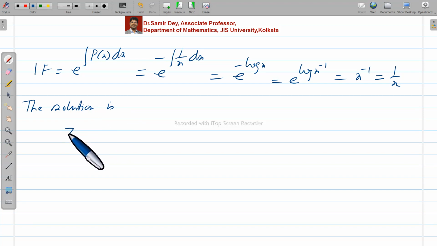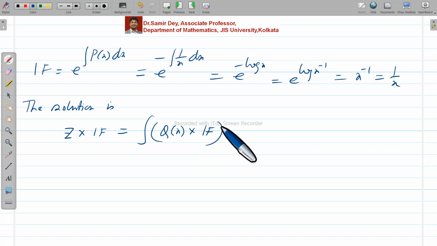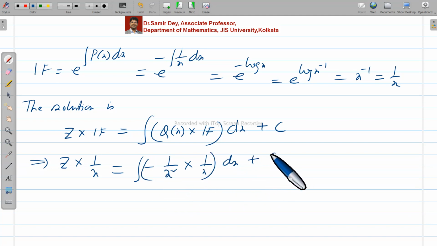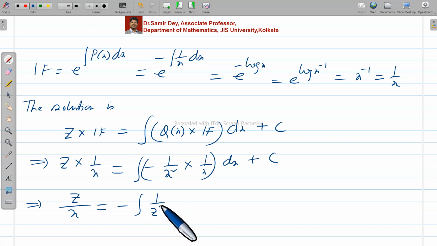The solution is z into integrating factor is equal to integration of Qx into integrating factor whole dx plus c. Now z is here, what is your integrating factor? 1 by x is equal to, what is your Q? Minus 1 by x square. Please check, what is your Q? 1 by x square into 1 by x into dx plus c. So ultimately it is coming z by x is equal to minus integral of 1 by x cube dx plus c.